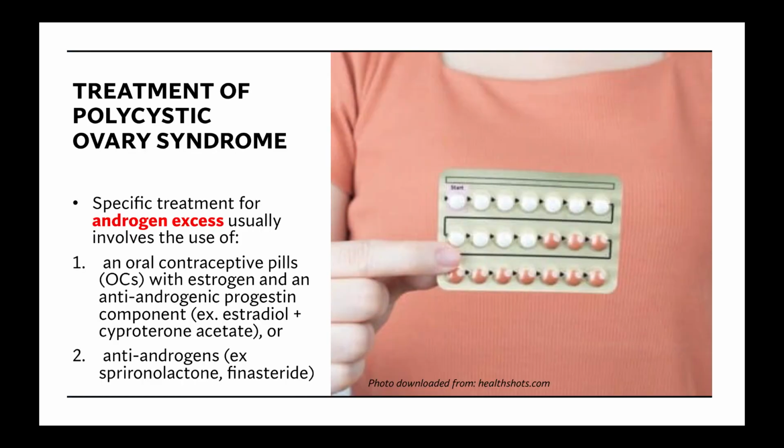Now, with regard to androgen excess, we usually treat this using oral contraceptive pills with estrogen and an anti-androgenic progestin, such as cyproterone acetate. Or we can also treat androgen excess using anti-androgens such as spironolactone or finasteride.